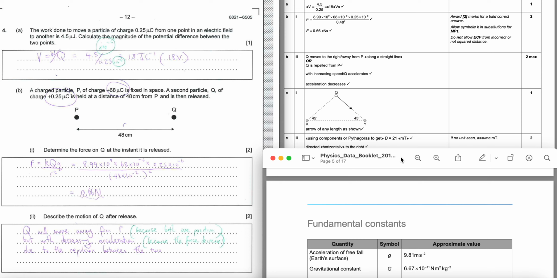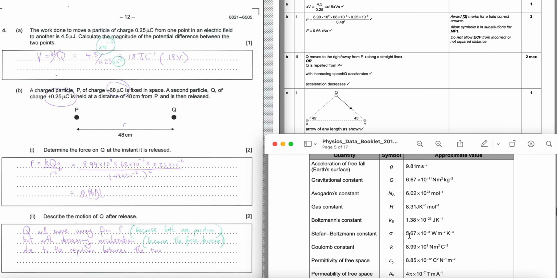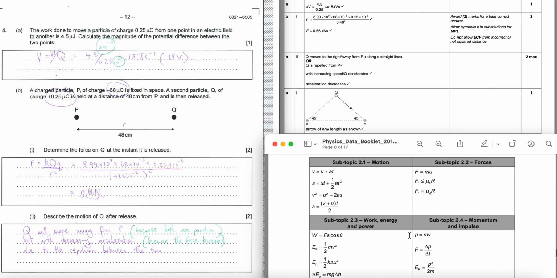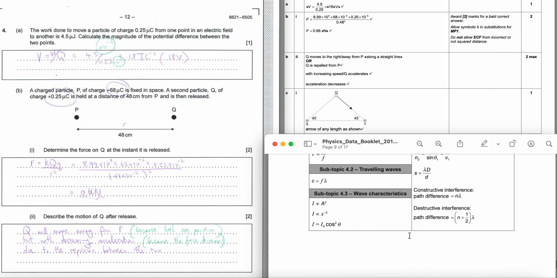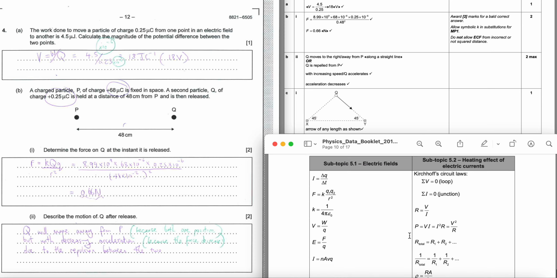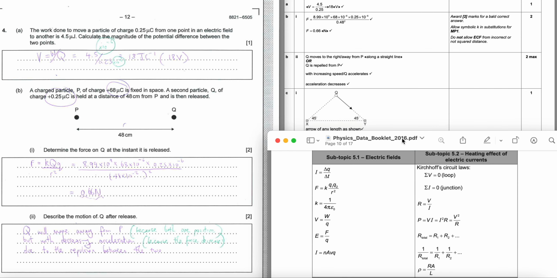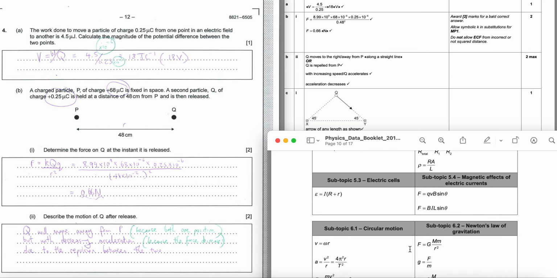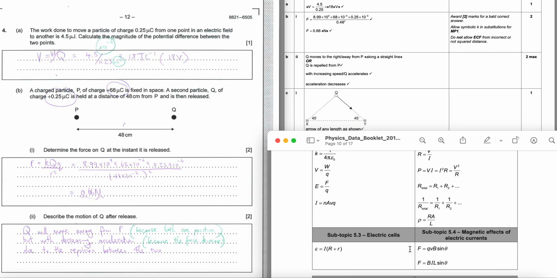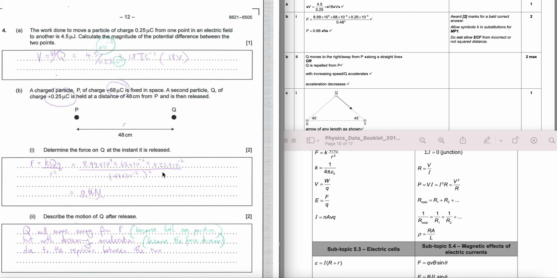Again, I think we'll do our usual thing of just scrolling through and making sure we're at the right points and finding that stuff. There we go. We're looking at our electric fields. We've got a few equations there. Some of this, you never know, might be useful. Okay, let's go for it.